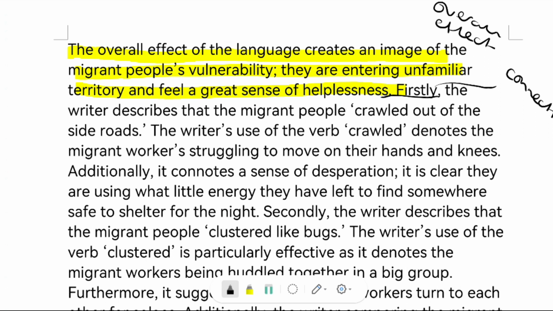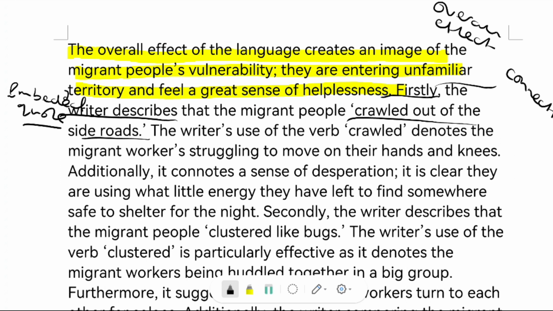Ultimately, you are going to get your marks from showing those reading skills, looking at inference, connotations, analysis, etc. So this is your transition phrase, and then you'll notice here, "crawled out of the side roads." Yes, this is an embedded quote. Do you have to embed your quotes? No. Is it good practice? Yes, certainly if you are doing English literature.